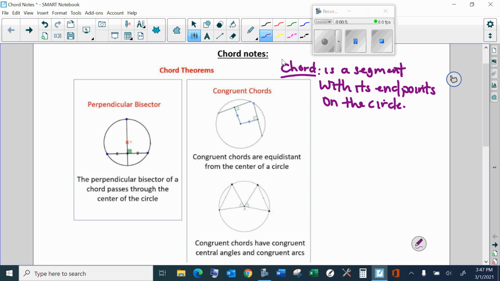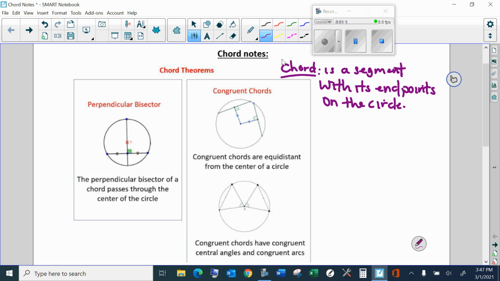What is the longest chord of all circles? You should know that as the diameter. So since that's the longest chord, the longer the chord is, the closer it is to the center of the circle, because the longest chord is the diameter. The shorter the chord is, the further away it is from the center of the circle.